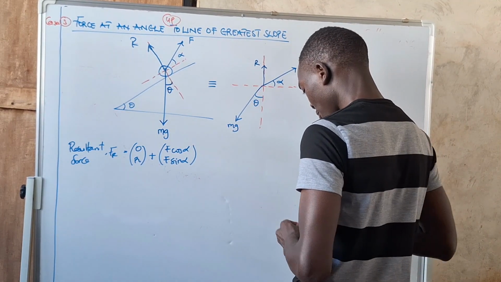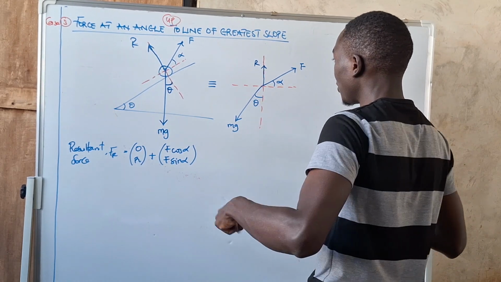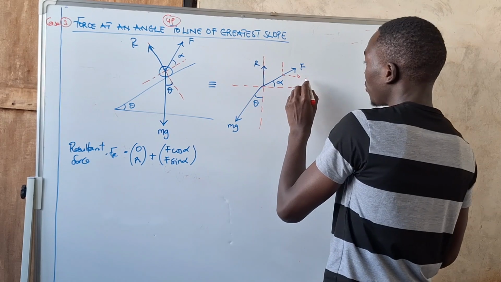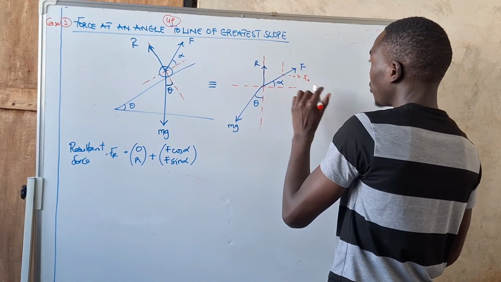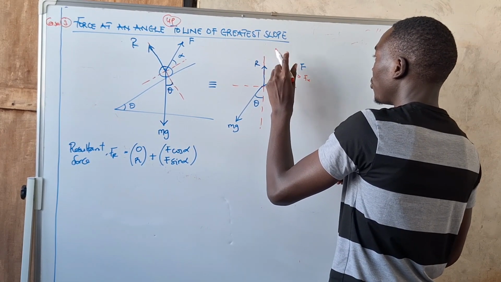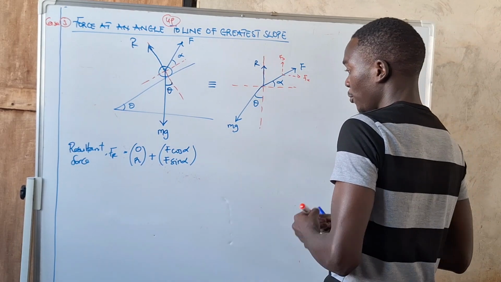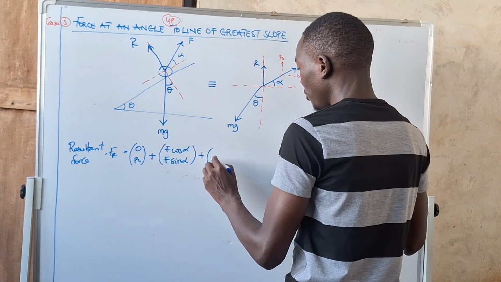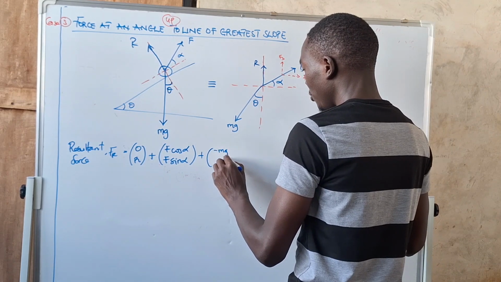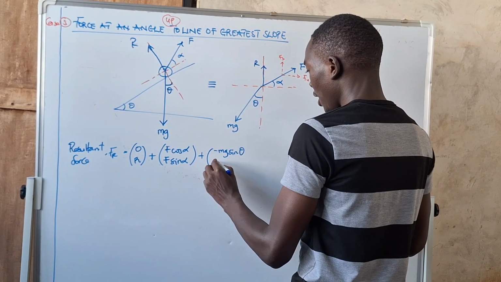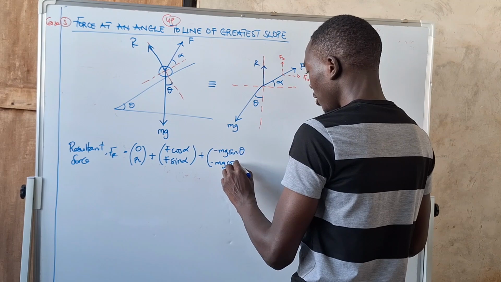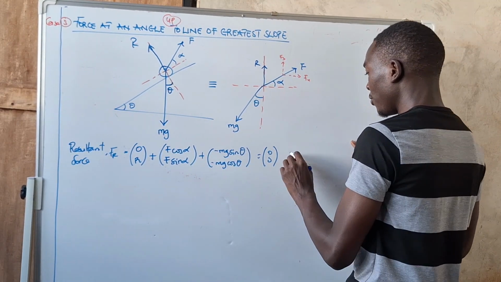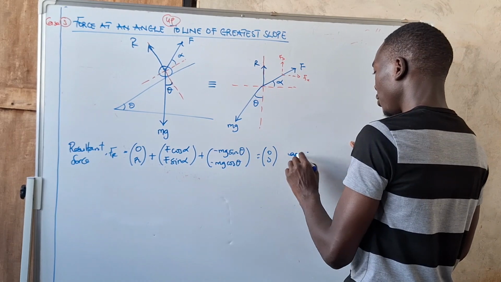Someone doesn't know how it is positive. Of course, if you get components here, the horizontal component, you can see it is moving in positive, and the vertical component is moving upwards, so it's also positive. So we now come to this one, mg. That's minus mg sine theta, and here is minus mg cos theta, and this is equated to 0 if the system is in equilibrium.